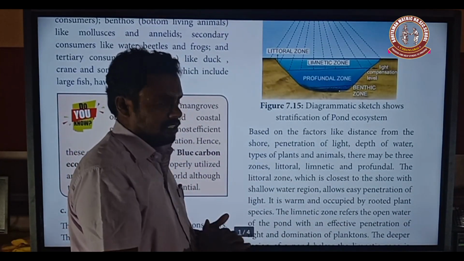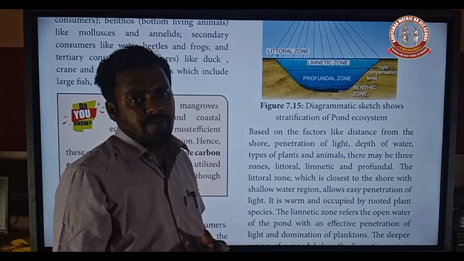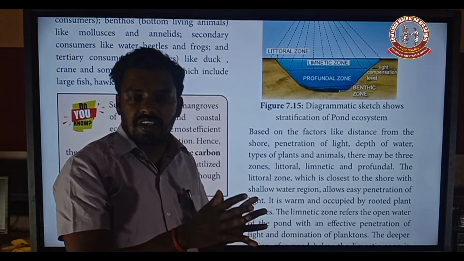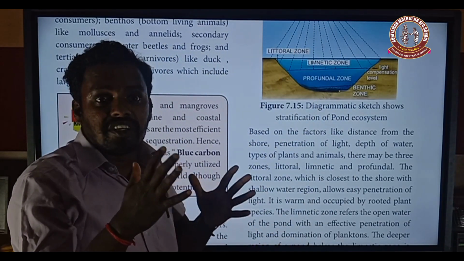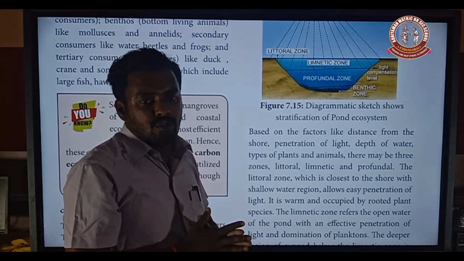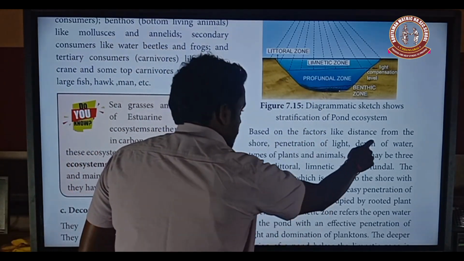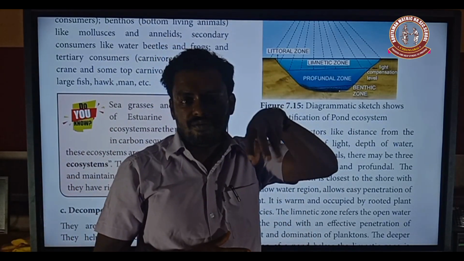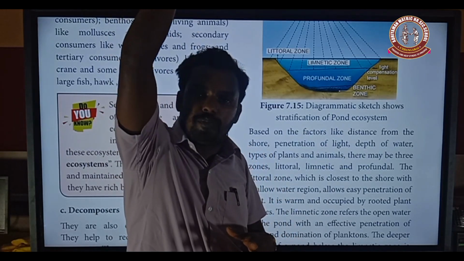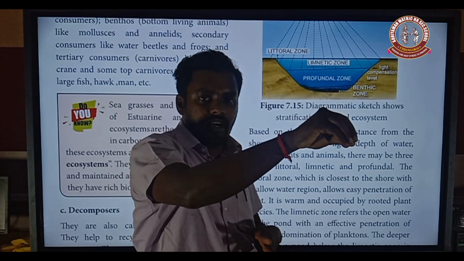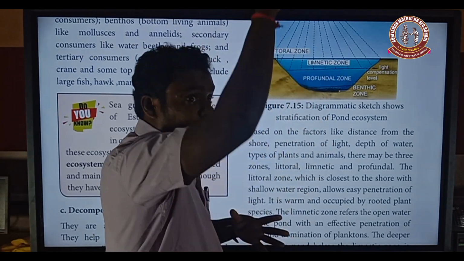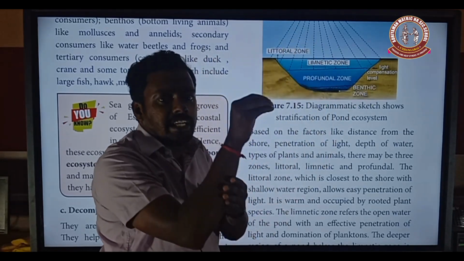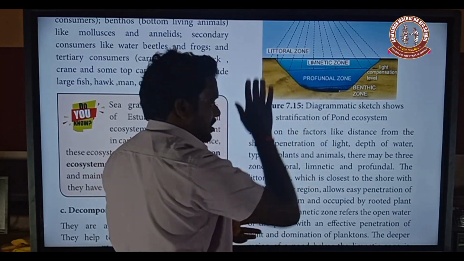factors like the distance from the shore. The process starts from the shore. This is the shore, which is present in the sea region, that means sandy regions. That is called shore. So the first factor is the distance from the shore. Then the second one is penetration of light, that means the fall of light from the sun onto the shore region, the sandy region. That is penetration of light energy.